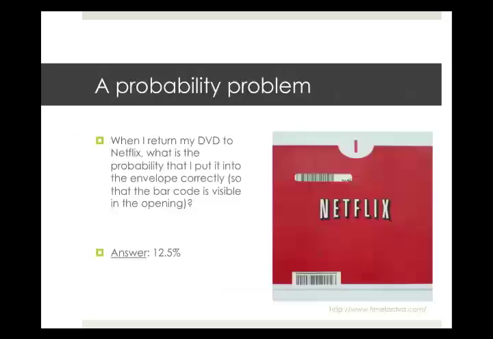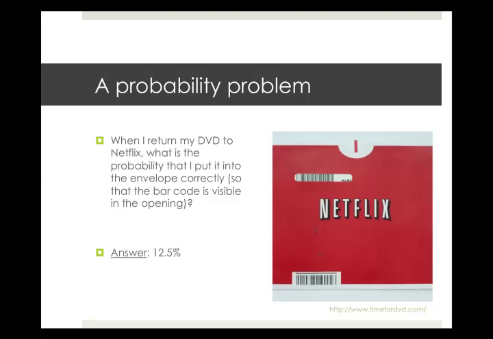Now to finish up here, let me do a little probability problem. When I return my DVDs to Netflix, I first of all have to stick the disc inside a small square envelope, and then I have to take that envelope and put it in a bigger envelope, as is shown here. So you're looking at the outer envelope, and just through that little opening, you're seeing the barcode.